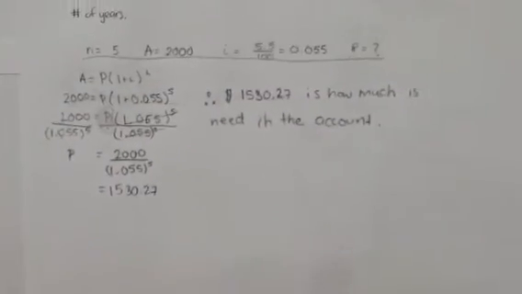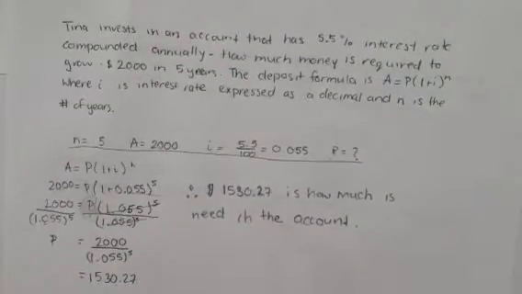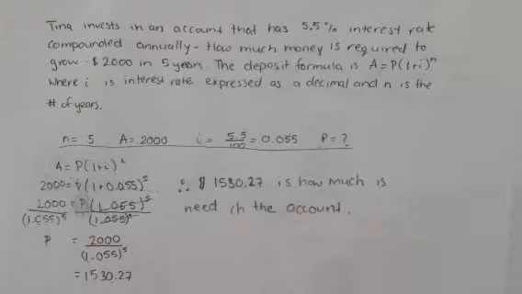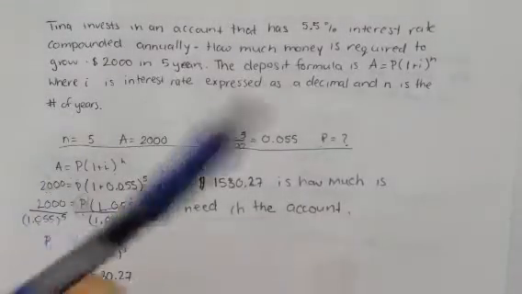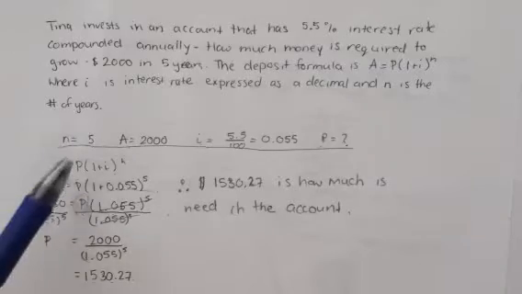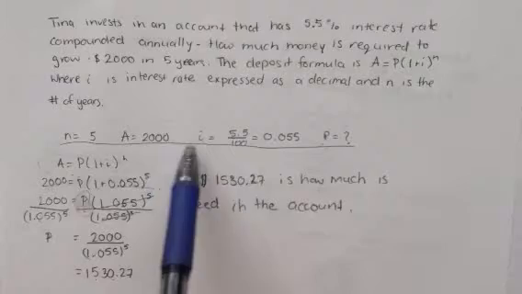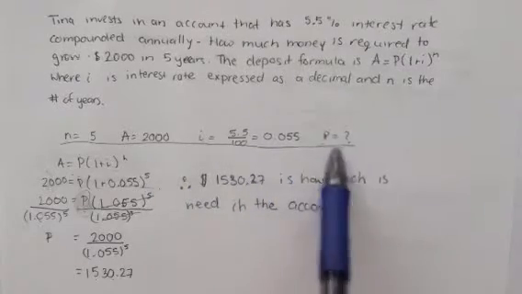It's 2. So the next question says, Tina invests in an account that has a 5.5 interest rate compounded annually. How much money is required to grow to $2,000 in 5 years? The deposit formula is A is equal to P times 1 plus i to the power of n, where i is the interest rate and n is the number of years. This is all the given information from the word problem. So n is equal to 5, A is 2,000, i is 0.055, and P is unknown.